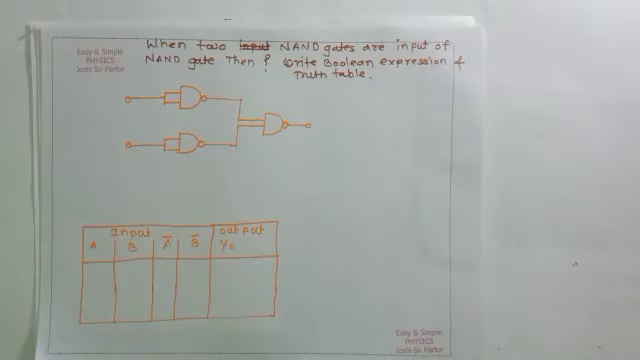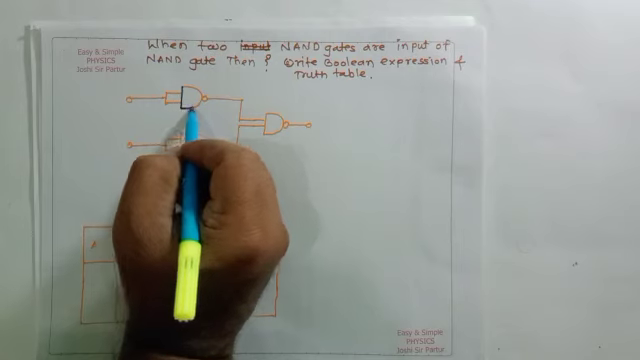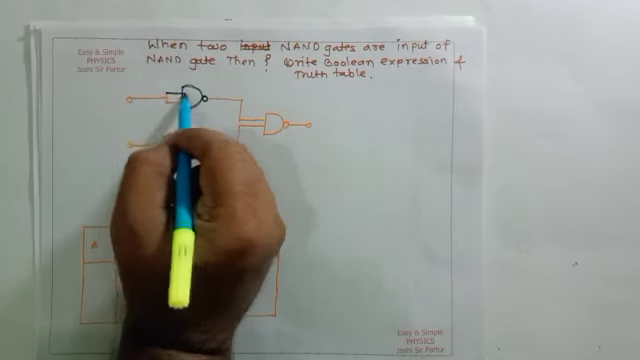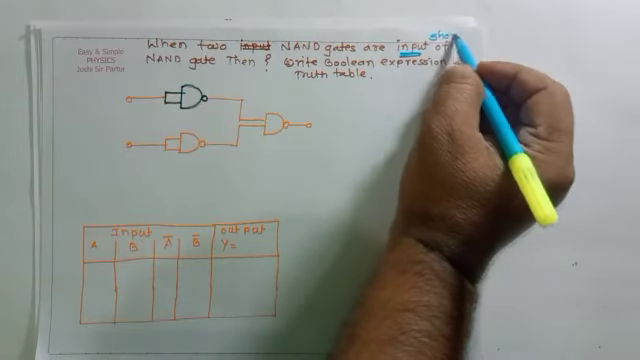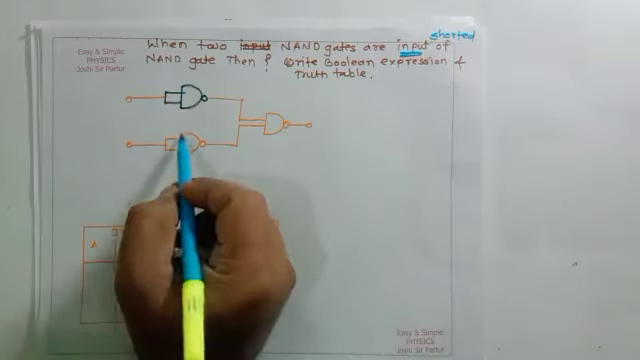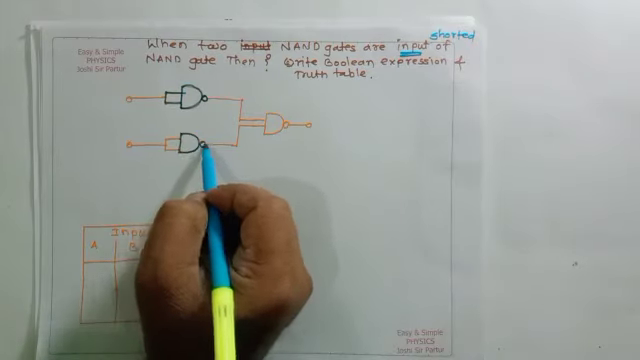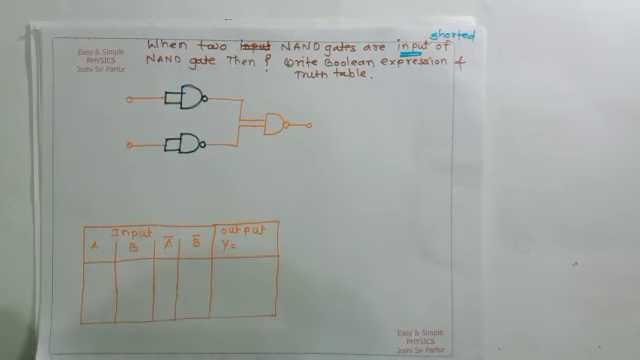When two NAND gates have their inputs joined, write the Boolean expression and truth table of the given circuit. In the given circuit, there are two NAND gates: one NAND gate whose inputs are shorted, and another NAND gate whose inputs are also shorted.